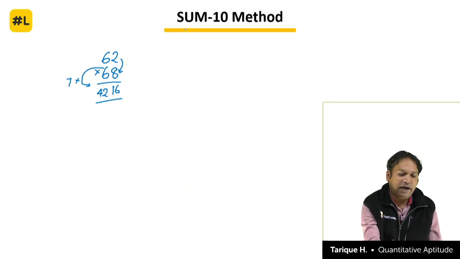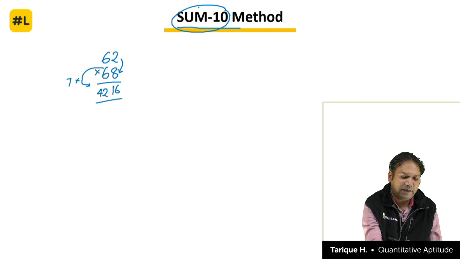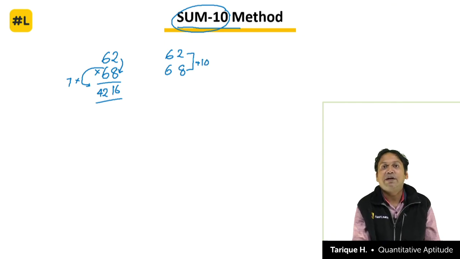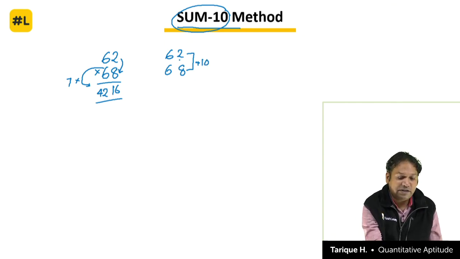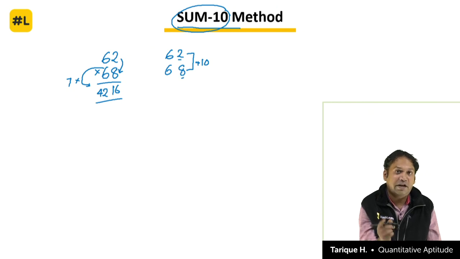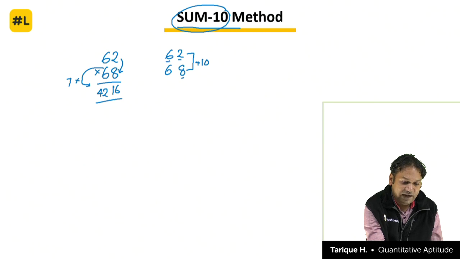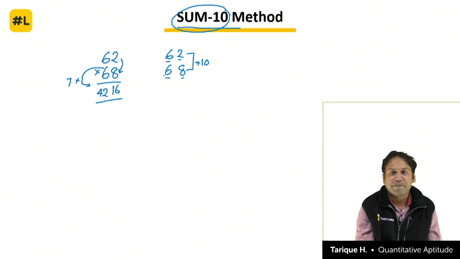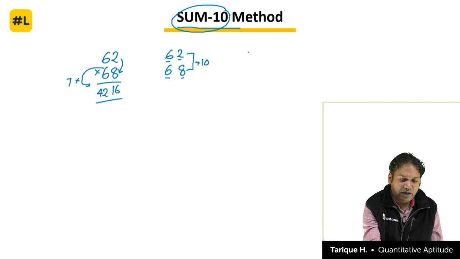This technique can be applied in the case of Sumten. So observe the meaning of it. 62 into 68. Why do we say it is Sumten? Because the right hand side digits must add up to 10. That is why we call it Sumten: the right hand side digits 2 and 8. And another very important condition is that the left hand side digits must be the same. Clear?